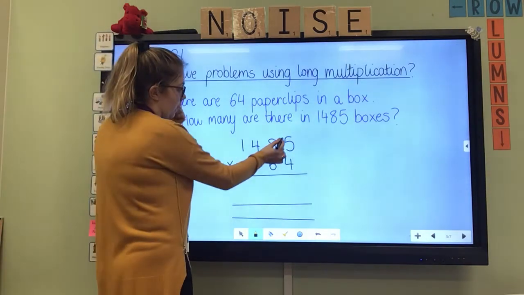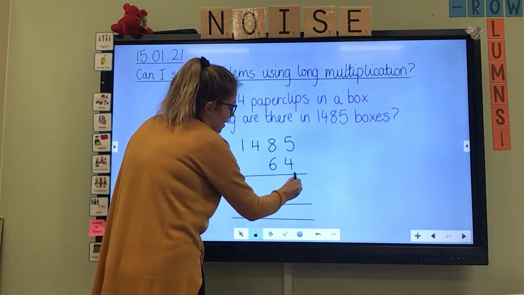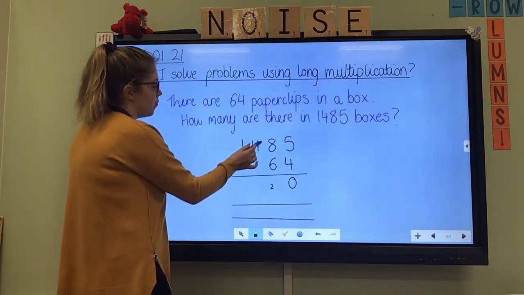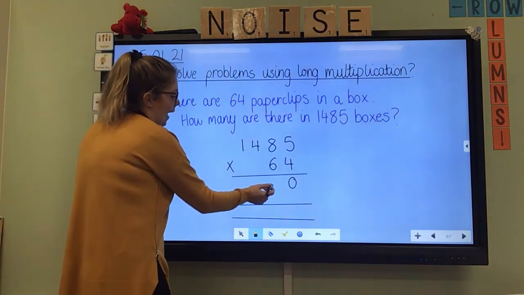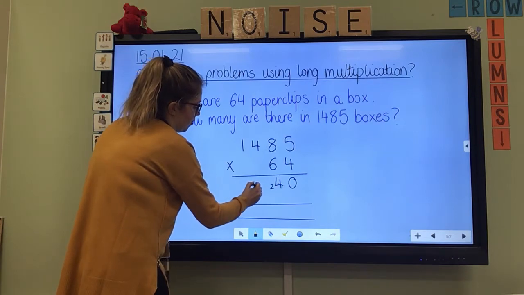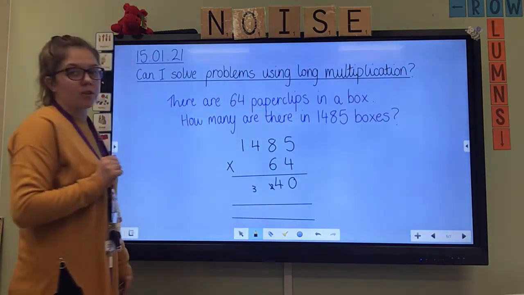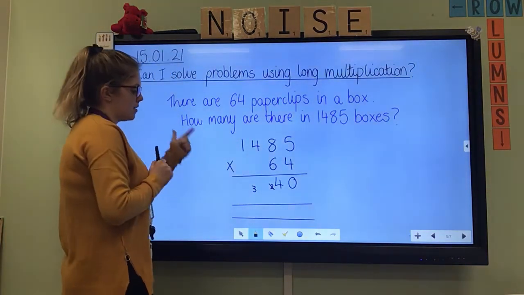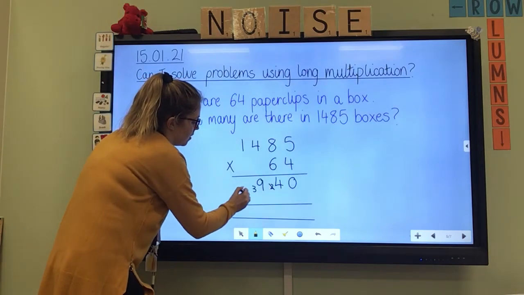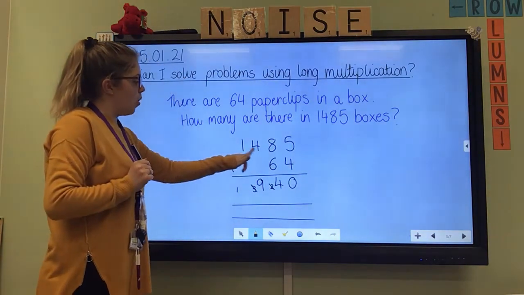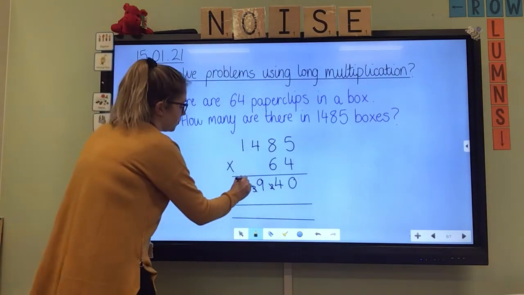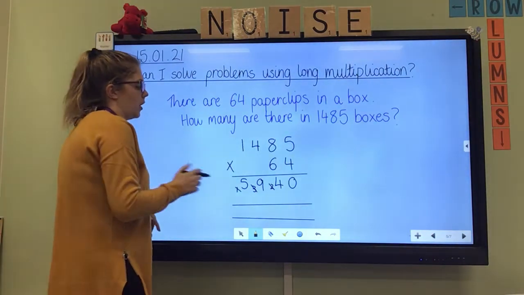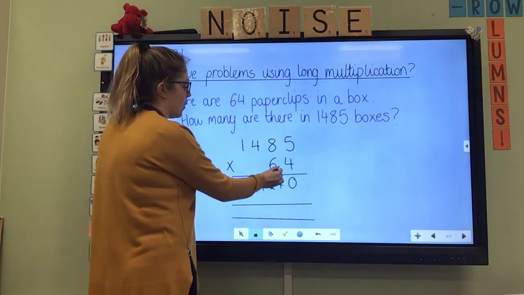So, I've got 5 times 4, which is 20. I need to write my 0 and jot that 2 for 20. 8 times 4 is 32. Add that 2, it becomes 34. Cross out my 2 because I've added it on. 4 times 4 is 16. 17, 18, 19. Crossing out the 3. And then lastly, 1 times 4, which is 4. Adding on my 1 would make it 5. First row done.